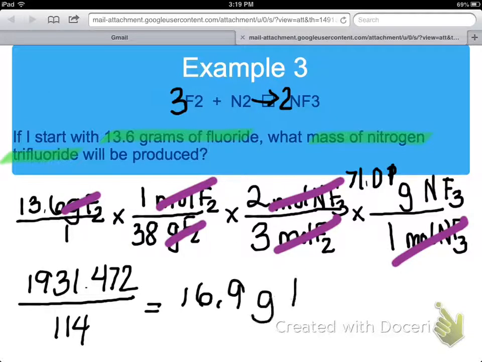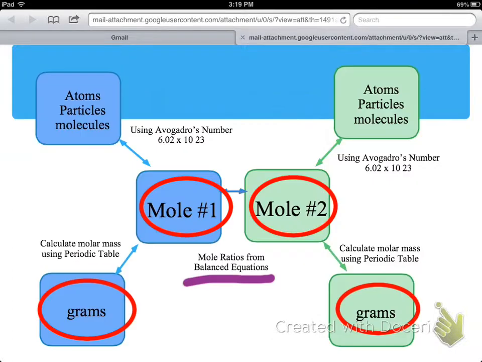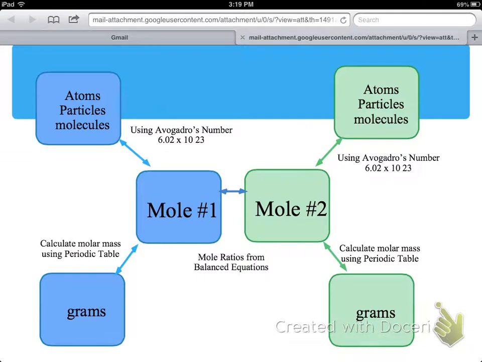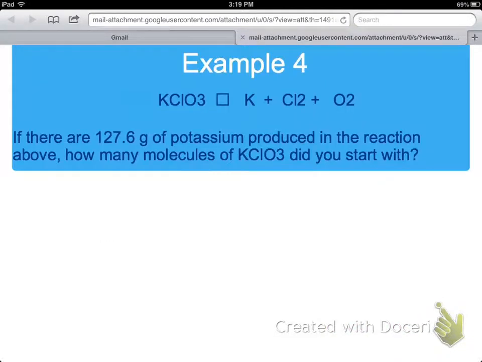16.9 grams of NF3. So I have 3 significant figures, and I'm using 3 significant figures because the number that the problem gave me was in 3 significant figures. So this is the number that you're using to determine how many significant figures your answer should have. So I have one more example that I would like to work through with you.